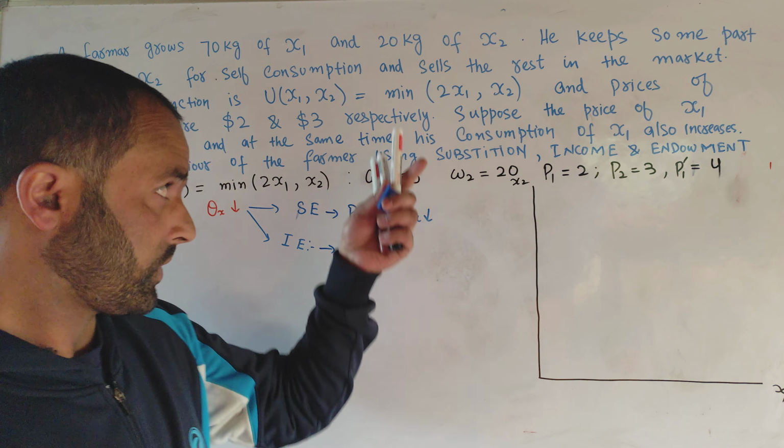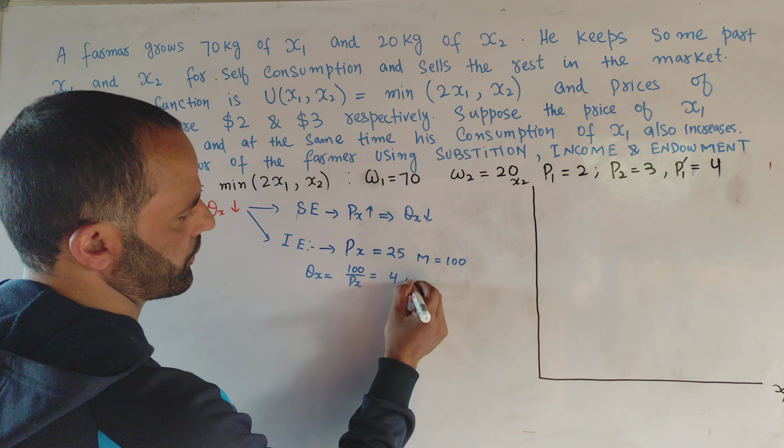So what is meant by income effect? That is, when the price of a good has increased, consumers' purchasing power decreases. Let me explain it. Suppose the price of X was initially 25, and the income of the consumer was initially 100. Now with this income and this price, how much quantity of X will he purchase? It is total income upon the price of good X, a hypothetical example, so 100 upon 25, which comes out to be 4 units.